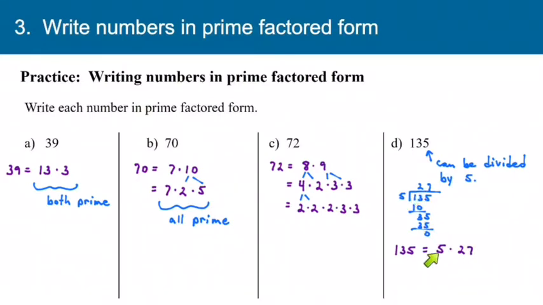Okay, now 5 is prime, but 27 is not. So let's break down the 27. 27 we know is 9 times 3. And now 5 is prime and 3 is prime, but this 9 is not prime, so we'll break this 9 down into its prime factors. So we'll have 5 times 3 times this other 3, and these 4 prime factors will equal 135.